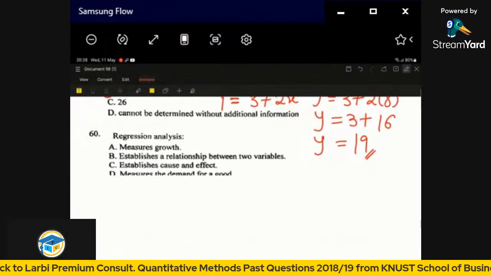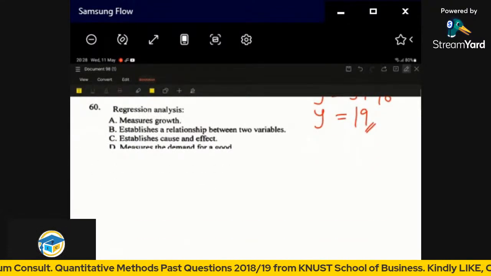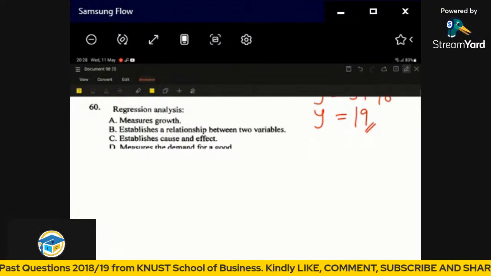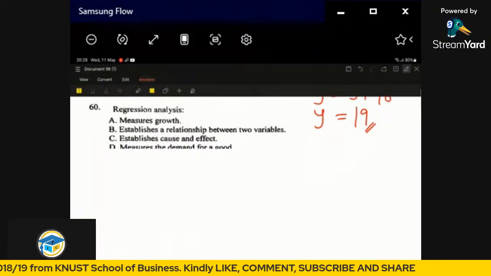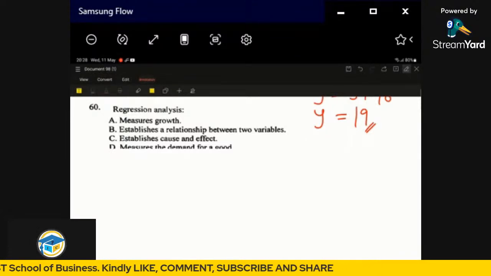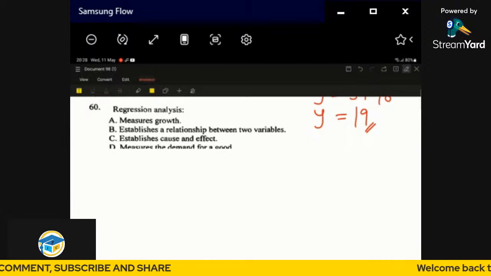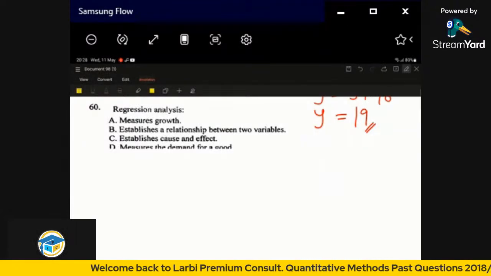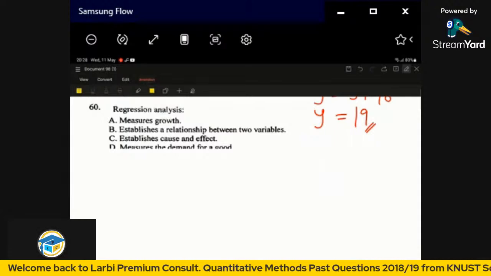Now question number 60 is saying regression analysis what? So what is regression analysis? In this case, regression analysis helps us to determine the nature of the relationship between two variables. It doesn't measure growth. It doesn't establish cause and effect. It helps us to establish causation, but not effect. It doesn't add effect to it.